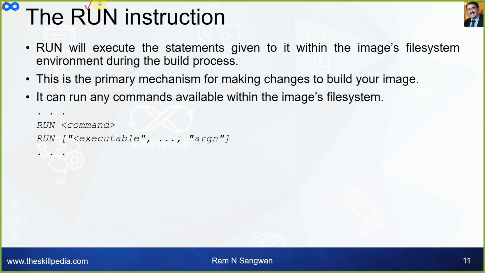So this run will run inside the image file system. This is the primary mechanism of making changes to build your images, of course. It can run any command available within the image file system context. Run followed by command is the first syntax. The second syntax is the JSON syntax, where you specify a list of items, the executable separated by commas, and in that you specify the arguments to this command. So this can also be used. Both syntaxes are correct for the run instruction to be executed inside the image file system.